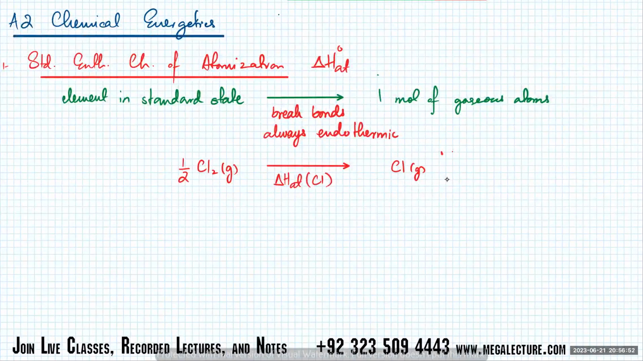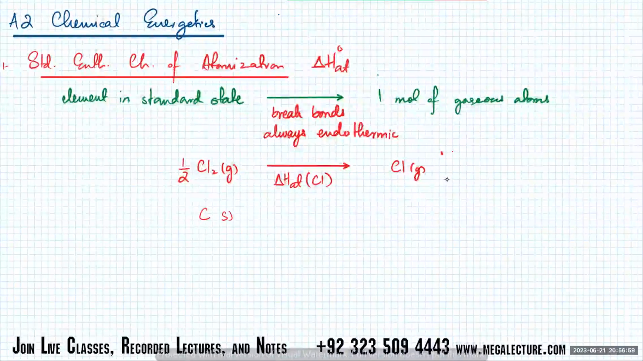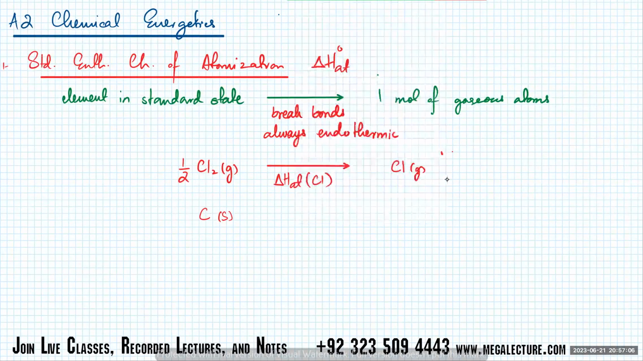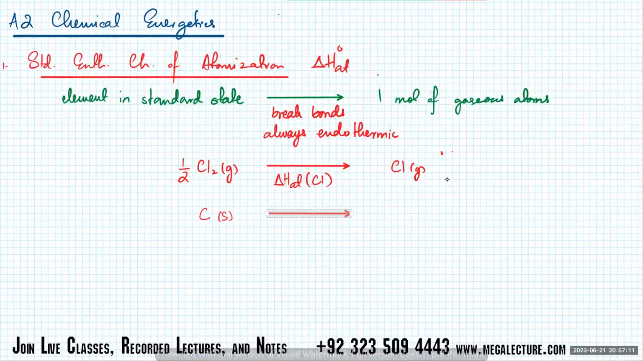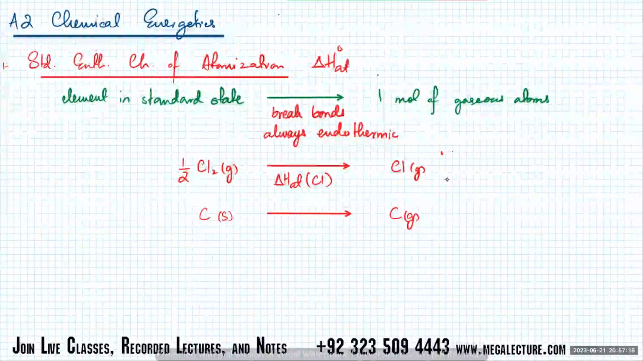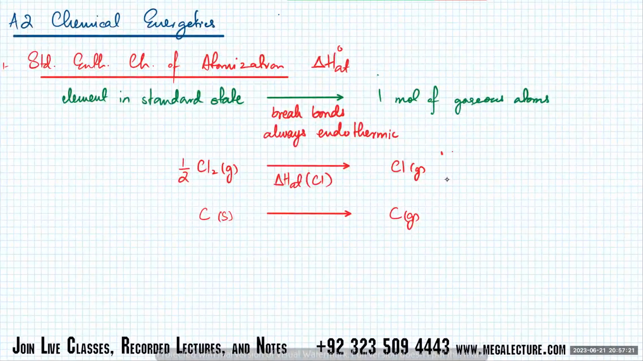Take the enthalpy change of atomization of carbon. Carbon in its elemental form under standard conditions is carbon solid. It's actually graphite; normal carbon is graphite, you don't take diamond as normal carbon. This carbon solid will turn into gaseous atoms, because you're going to break all the bonds in the graphite. What you get is 1 mole of carbon gaseous atoms. The enthalpy change of this reaction is known as the enthalpy change of atomization of carbon.